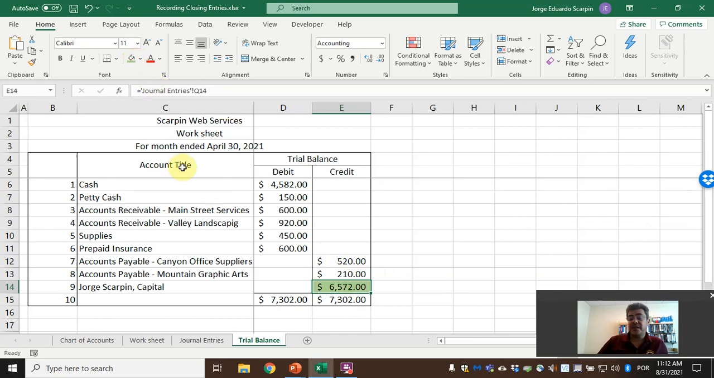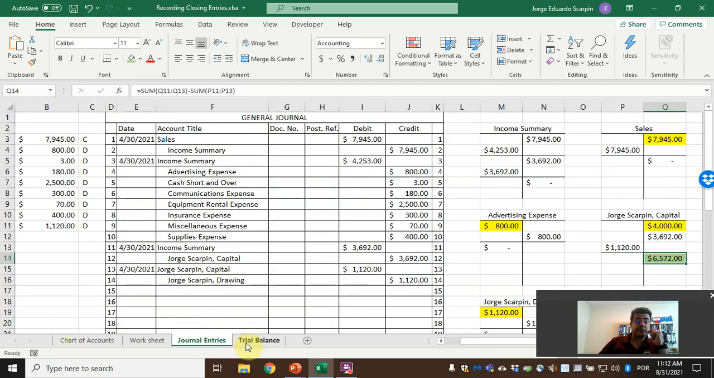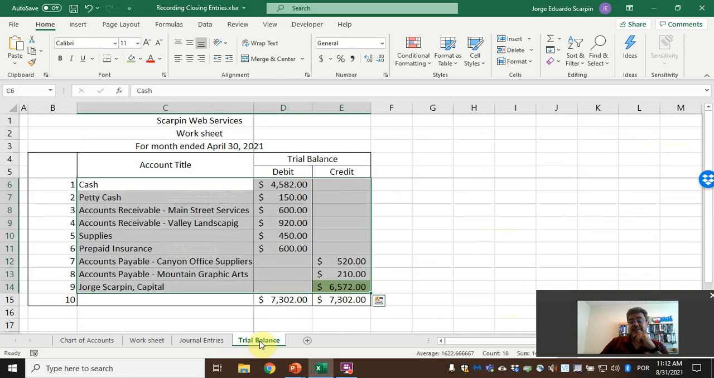So what is this? All of these accounts here, they are the temporary accounts. So we will be able to open it on May 1st, when our next fiscal year starts. All temporary accounts are closed. We have only permanent accounts here. Amazing, huh? I love that.